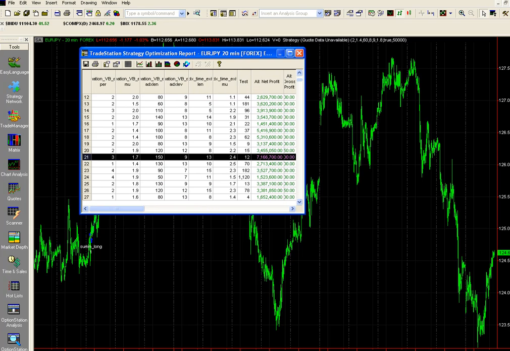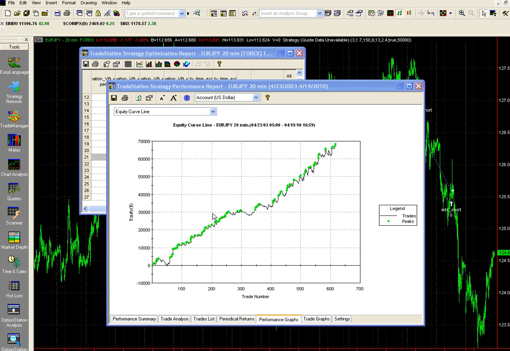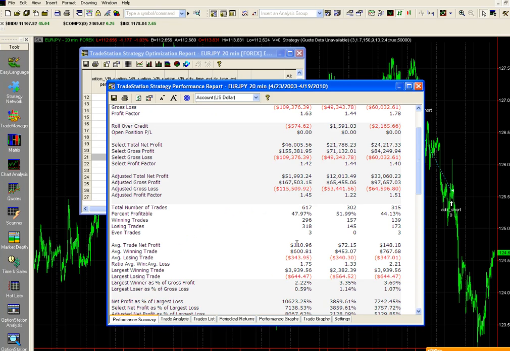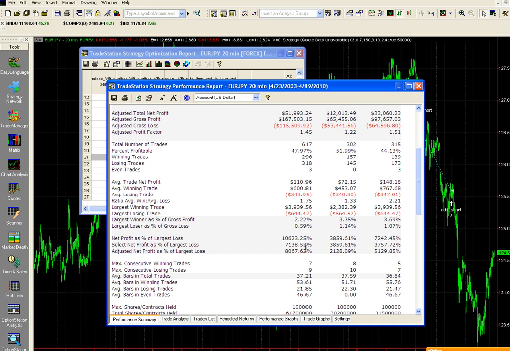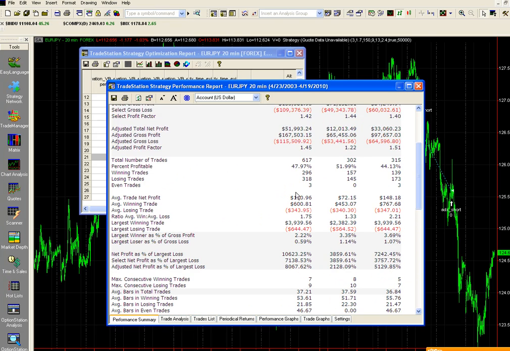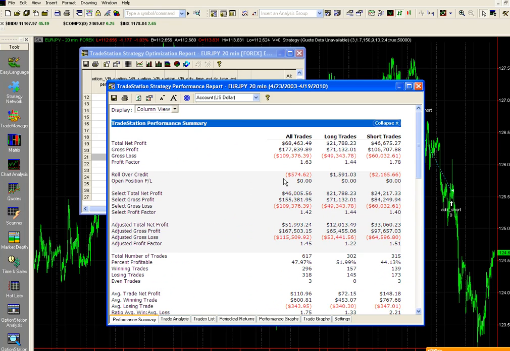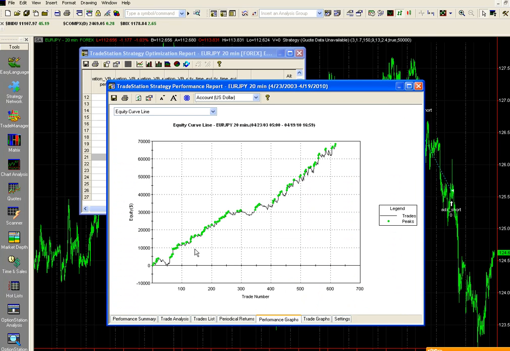Okay, now the data's loaded, and it looks like we've got something that looks fairly good here. Let's look at the performance summary. $110 per trade, and this does not include slippage and commissions yet, so we may have to improve this a little bit further. But at least the equity curve looks like it's straightening out a little bit.